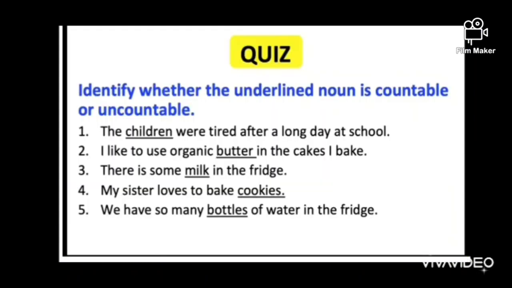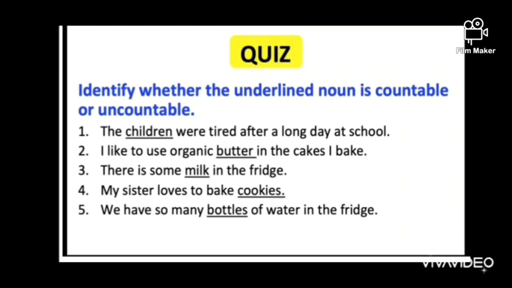Now let us identify whether the underlined noun is countable or uncountable. The children were tired after a long day at school. Children. It is a countable noun. So we are able to count children. It is a plural word. We are able to count. So it is a countable noun.